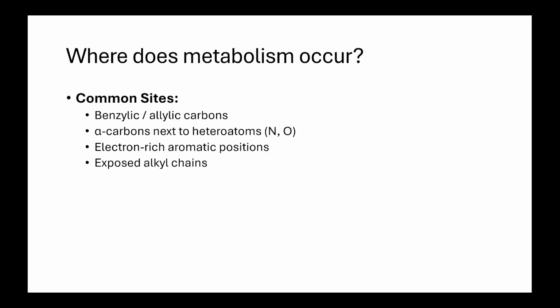Okay. So where does metabolism occur? Which part of the structure does metabolism occur? Here are some common sites. We have our benzylic allylic carbons, alpha carbons next to heteroatoms, electron-rich aromatic positions, and our exposed alkyl chains.